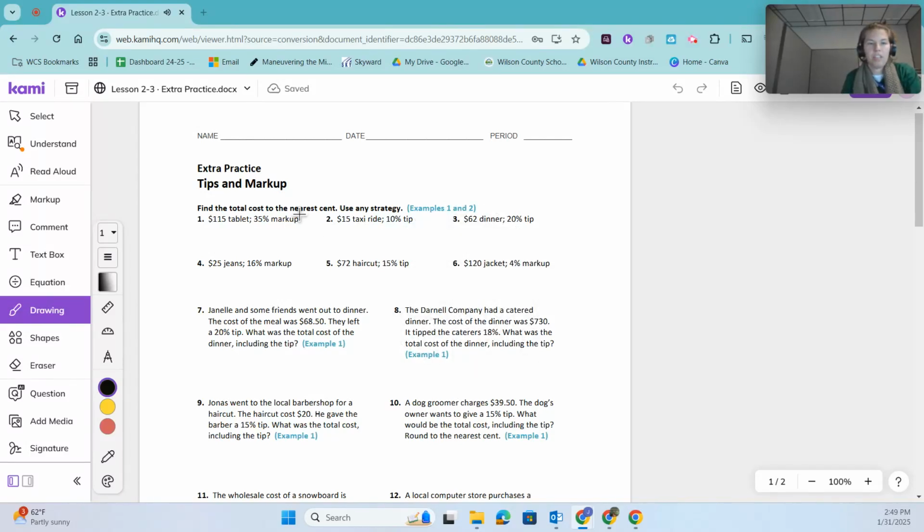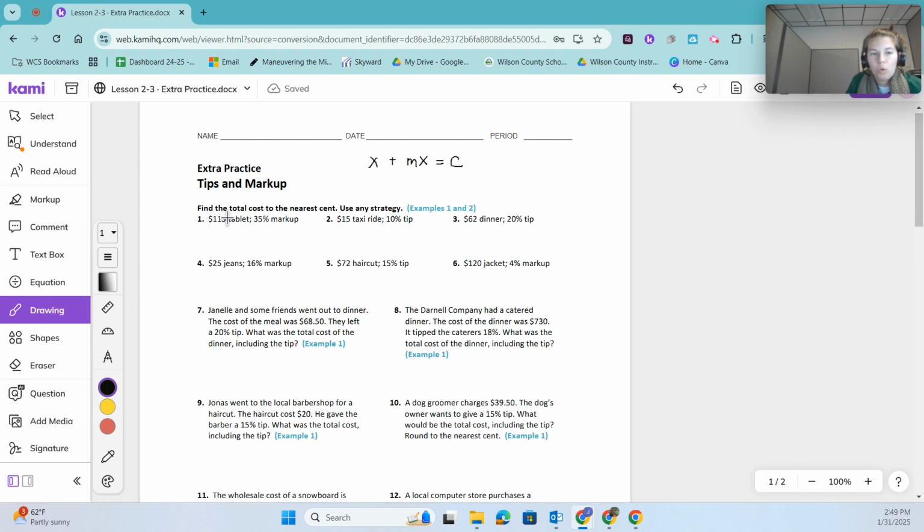Today we will be calculating tips and markups. Both of these are increases in the original cost of an item. So we're going to use the same formula we were using to add tax to an item. You have the original cost of the item plus the markup or tip or tax percent times that item, and that's going to give you that total cost that we're looking for.